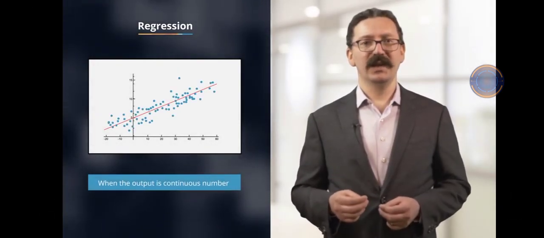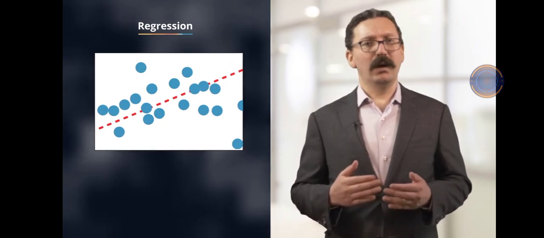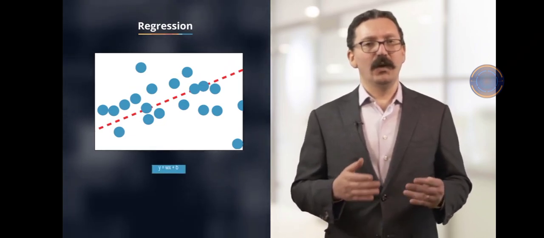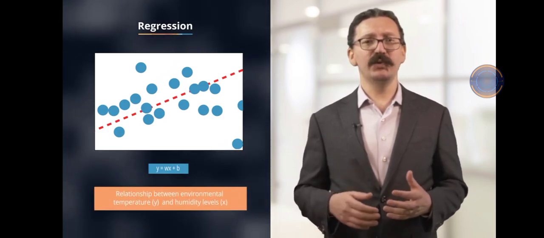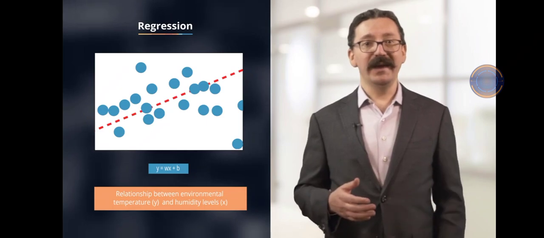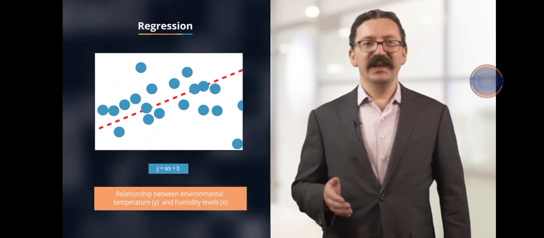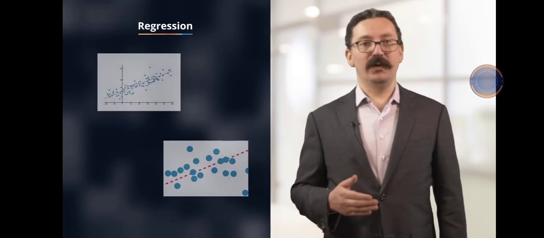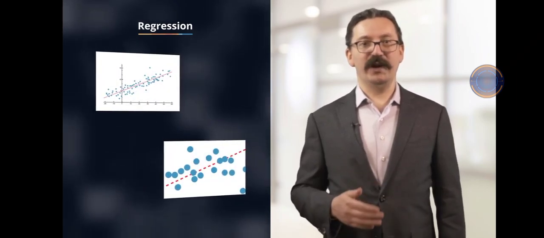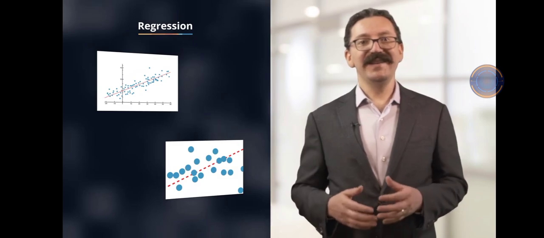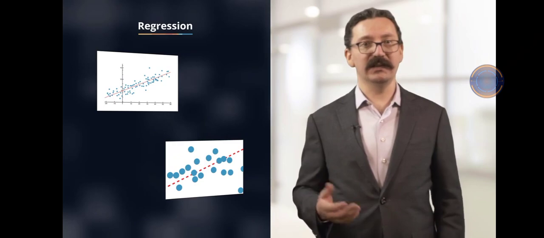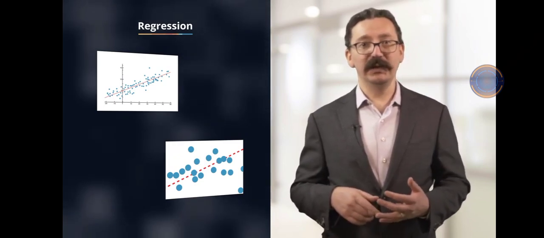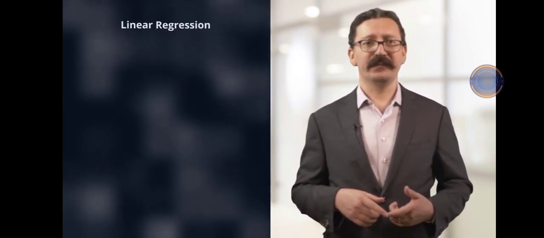Regression is applied when the output is a continuous number. Given here is an example of a simple regression algorithm: Y equals WX plus V. An example would be the relationship between environmental temperature, Y, and humidity levels, X. If the label is a real number, we call the task regression. For example, finding the actual value of house prices based on features such as location, age of building, size, etc.